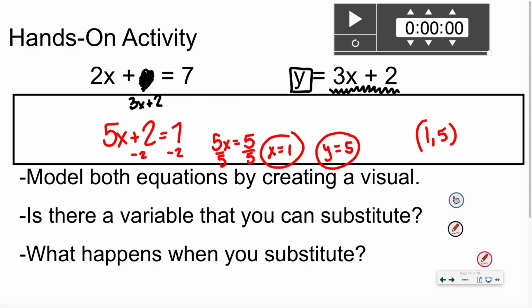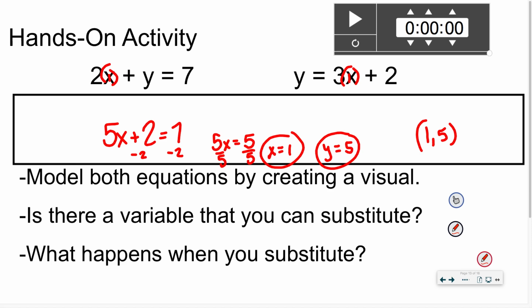We're going to go over a visual right now. How did you find what y was? Once we know the value for x, I can plug it in to either equation to get y. 3 times 1 plus 2 is 5. 2 times 1 is 2, plus 5 gives me 7.